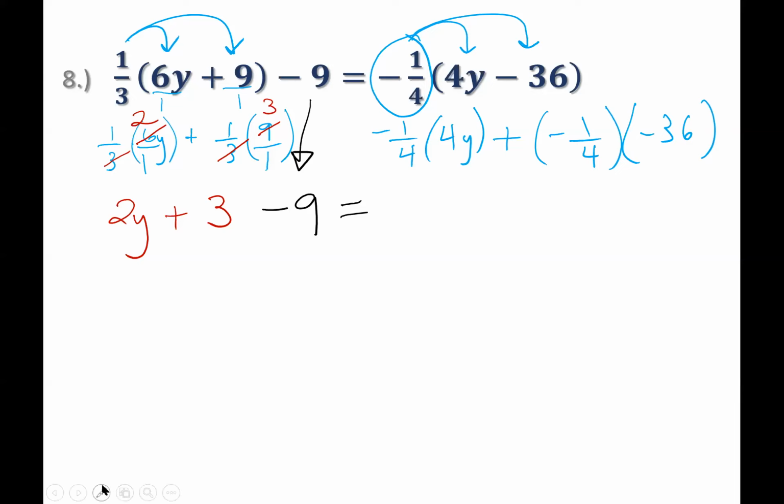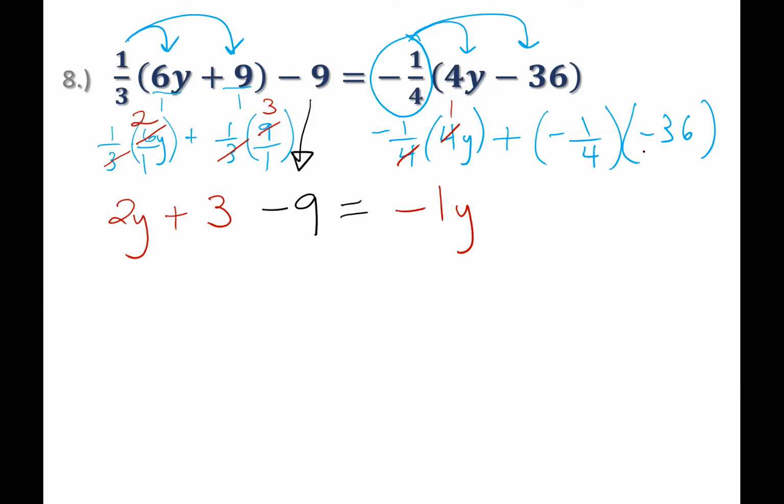So let's simplify. Negative 1/4 times 4y. The 4's cancel out, because 4 divided by 4 is 1. It just becomes negative 1 times 1y. I'm just going to write negative 1y. You could also just write negative y. I do like to have the 1 there. I think it makes it easier as we're working on the problem. Okay, plus. Now let's work on these other two numbers.